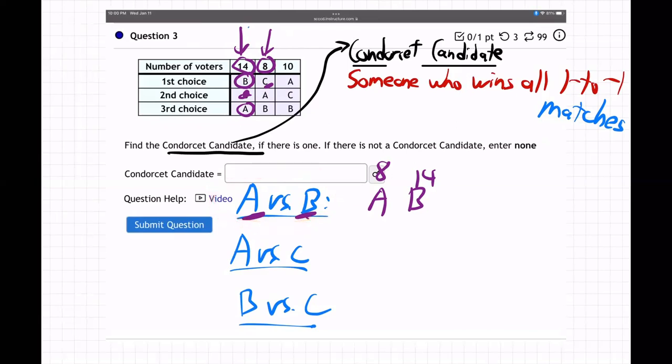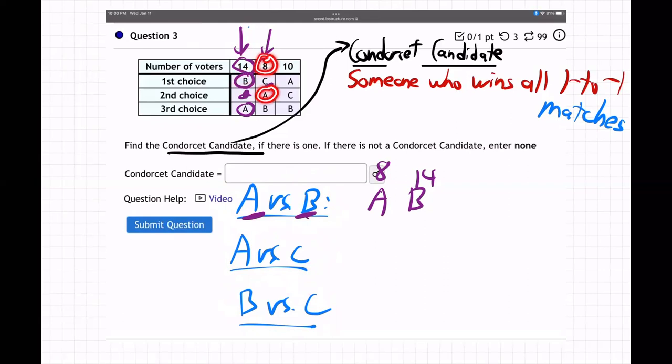So why am I doing that? Well, because I'm going to do all the 1-to-1 matchups. I'm going to do A against B only, and then I'll do A against C only, and then I'll do B against C only. All the 1-to-1 matchups. So right now I'm doing A versus B. The 14 people like B better. These 8 people like A better.